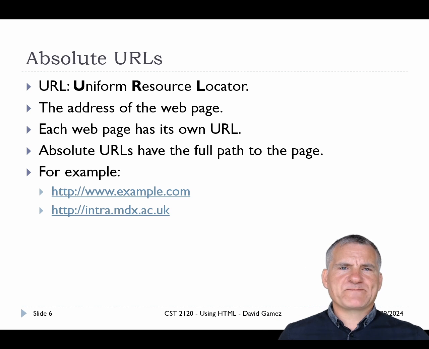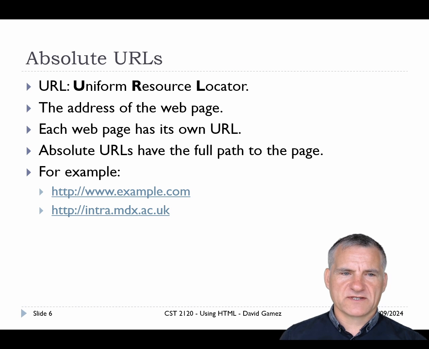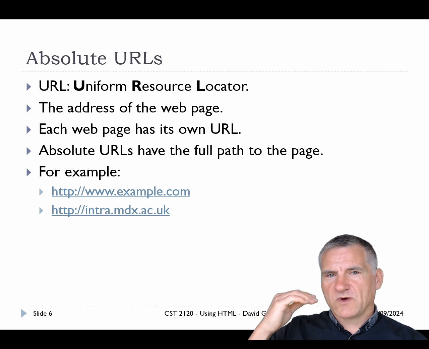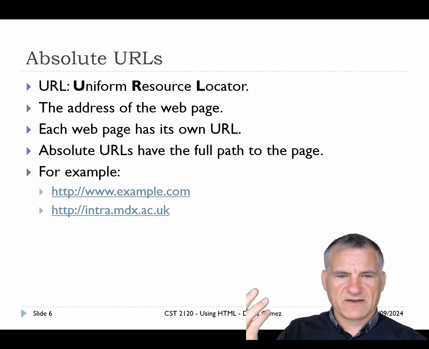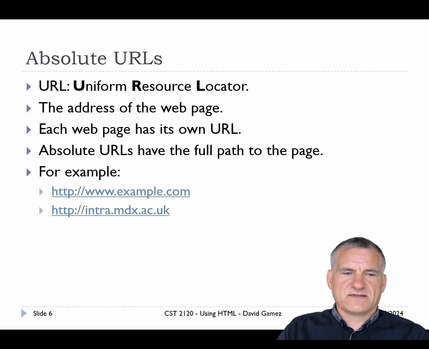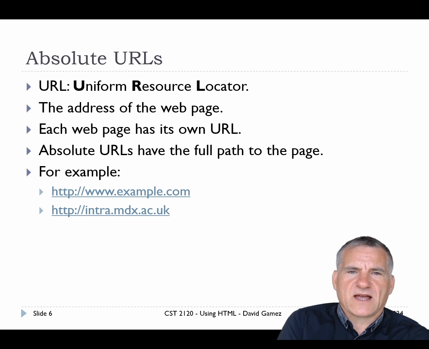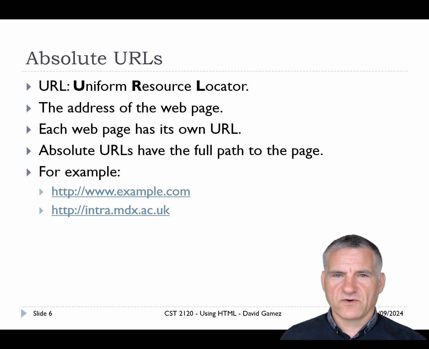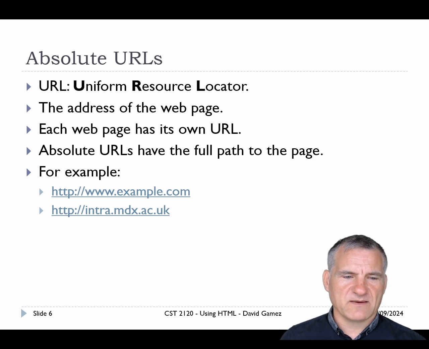Now, when you're doing links, it's helpful to understand the difference between absolute URLs and relative URLs. An absolute URL, where URL stands for uniform resource locator, is the full address of the web page. If you know the absolute URL, you just put it in the browser, and wherever you are, it'll be able to find it through the domain system or through the file system. So absolute URLs are the full path to the page, whether that's on the file system or through the domain name system, like example.com or intro.mdx.ac.uk.